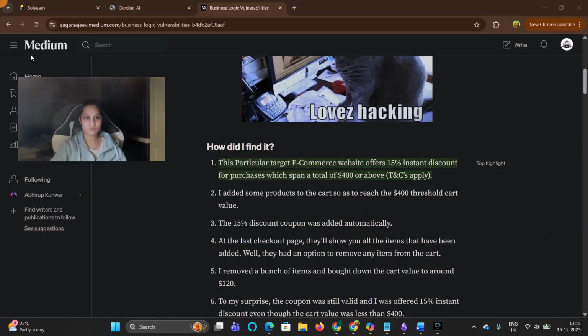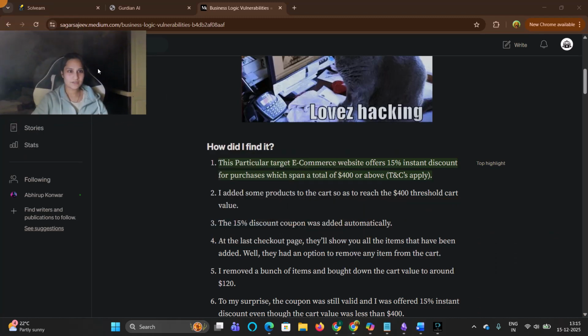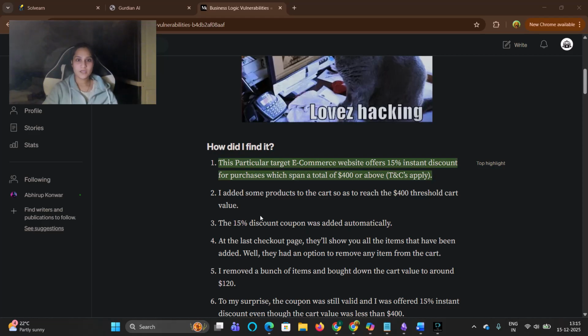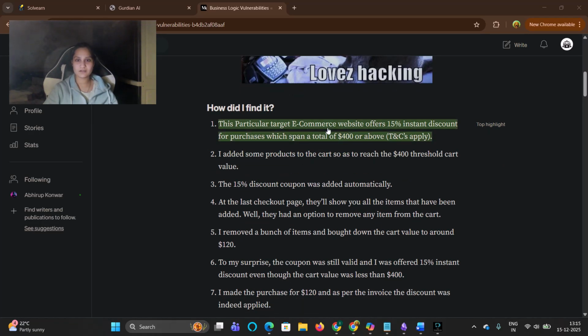Let me just move my camera screen away so that you guys can see perfectly what is written over here. The first step: the particular target e-commerce website offers a 15% discount. This is what I gave you as an example earlier, a coupon discount, a coupon abuse, right, guys? According to the terms and conditions, you can buy something over $400, and that coupon code of 15% instant discount will only be given if your cart has items worth $400 or above.